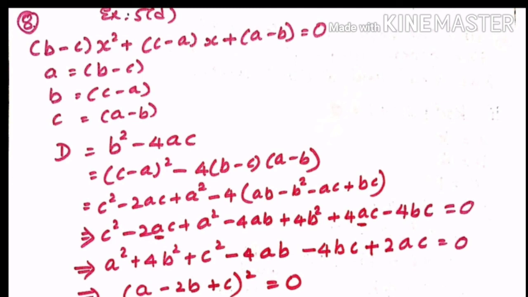You have to take the like terms. I have underlined the like terms, minus 2ac plus 4ac, and accordingly I have solved it. You see the solution simplification. And then I took the square terms together, a square plus 4b square plus c square, means all the square terms first, then minus 4ab minus 4bc and plus 2ac is equal to 0.